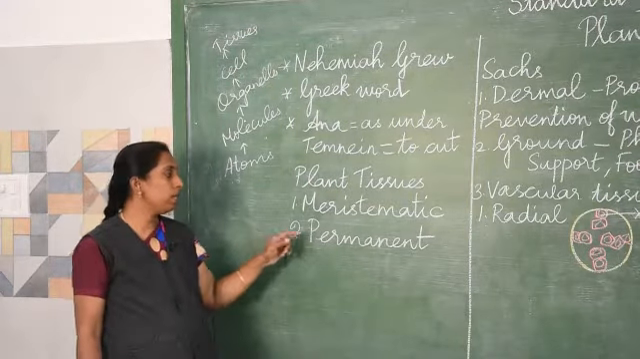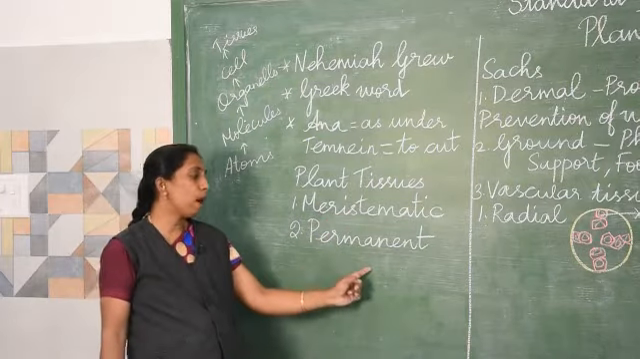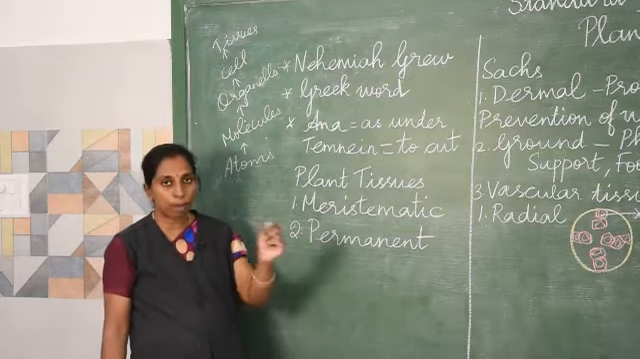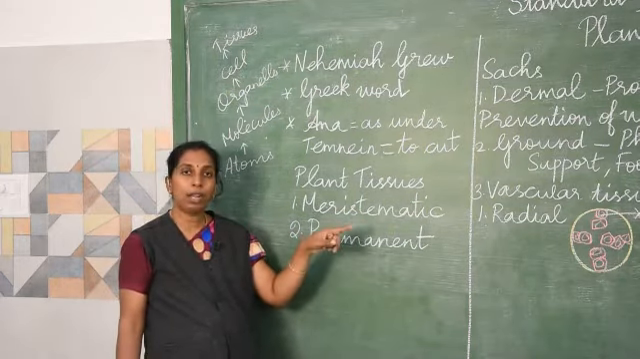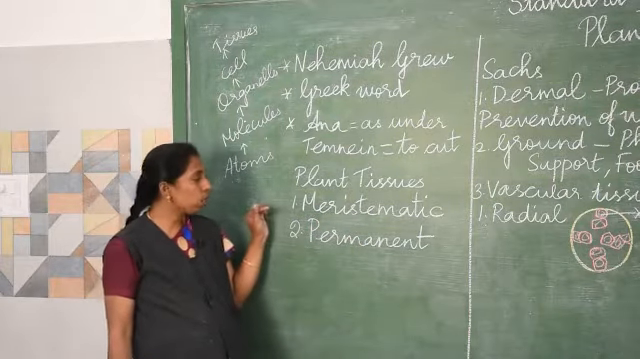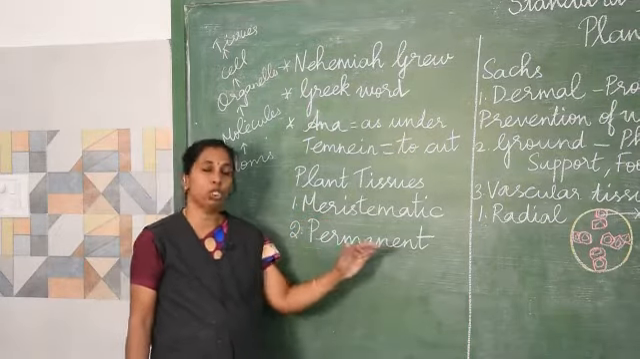The first one is meristematic tissue, the second one is permanent tissue. In the 10th science textbook there may be a spelling mistake. Here instead of E, it would have been written as A. Please note down the correction. So, the first one is meristematic tissue, the second one is permanent tissue.